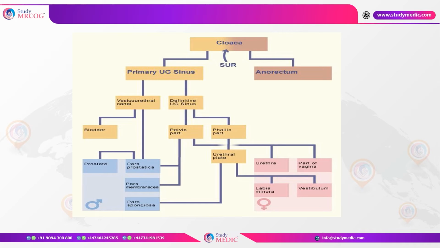We have the primary urogenital sinus and the anorectum. The primary urogenital sinus divides into the vesico-urethral canal, which makes the bladder, and in males it goes on to make the prostate and parts of the pars prostatica, membranosa and spongiosa. Whereas the definitive urogenital sinus has the pelvic part and the phallic part. Now, the urethral plate also forms from the phallic part, and in females, part of the urethra, part of the vagina, labia minora and vestibulum is formed from this.